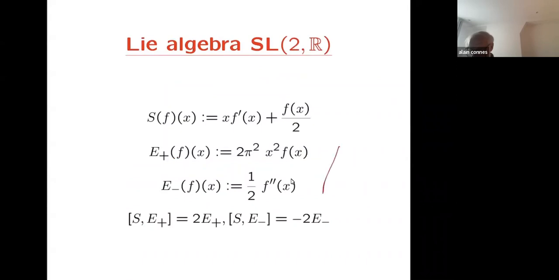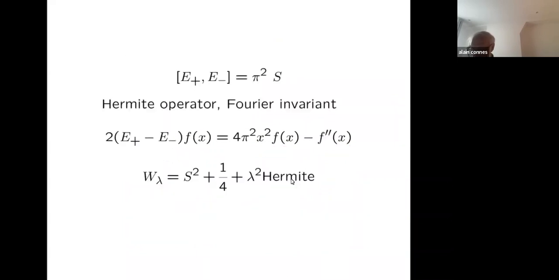This is what I learned from Rico. You have a representation of SL2R which is preserving even functions, which is given by this multiplication operator, this differential operator. And when you consider their commutator, you find this operator here, which is such that essentially its square is a prolate operator, except that you have to add the Hermite operator, which is a combination of E plus and E minus. Okay, which is this.